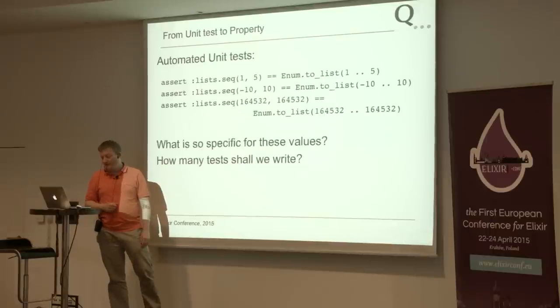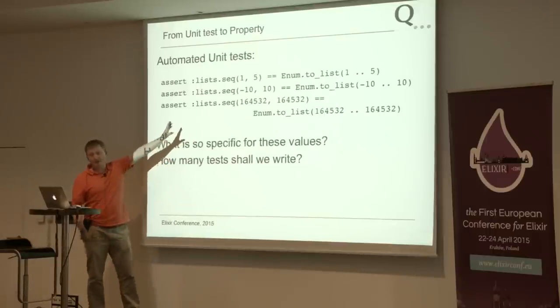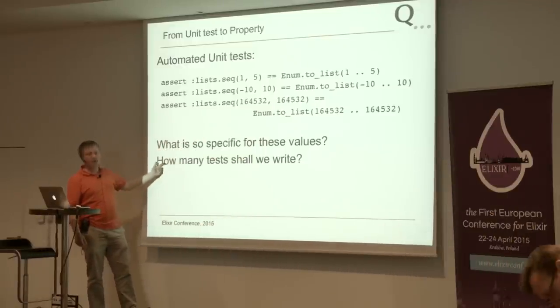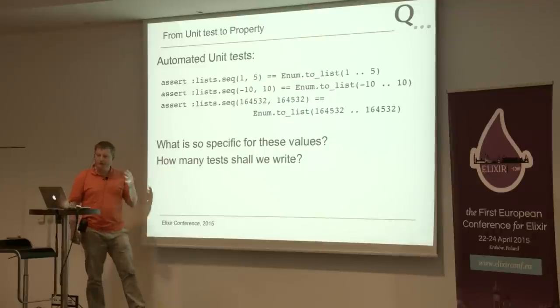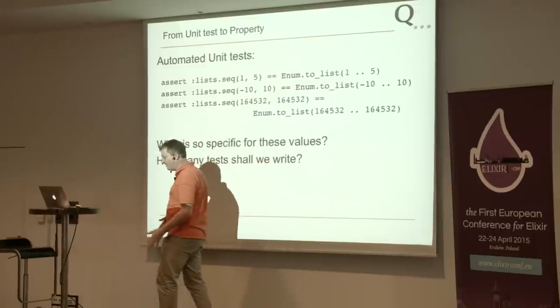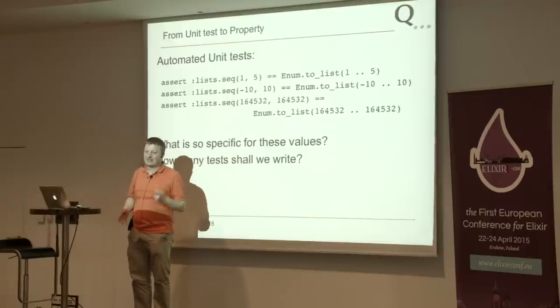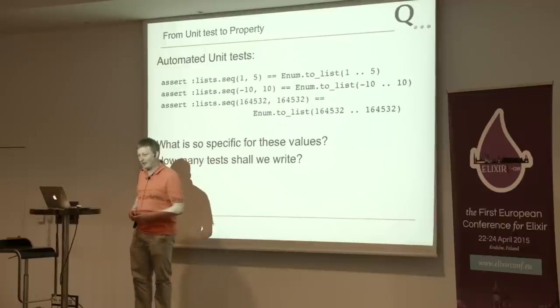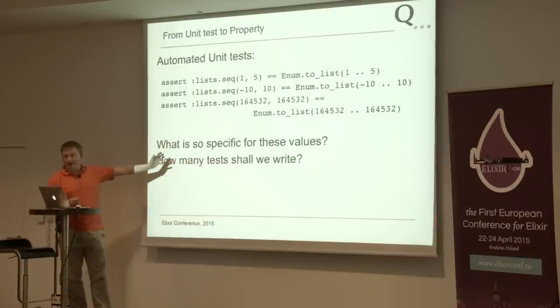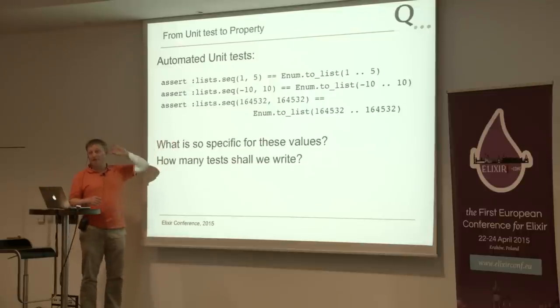And the big question is, why do I use those values? Other people would take other values. And how many tests shall we actually write here? Now, for a developer, this is all far too much, right? As a developer, you don't want to sit there and think about another 60 test cases for this stupid function. After those three, you know it works. Or you probably come up with a fourth one because you all have one extra test case in mind. So it's boring to come up with more. And you have already tested something, so why would you?